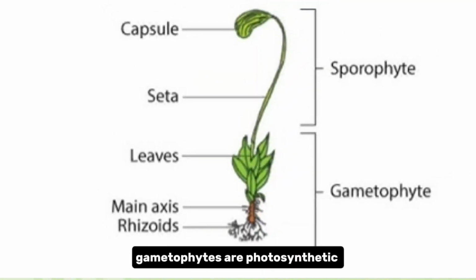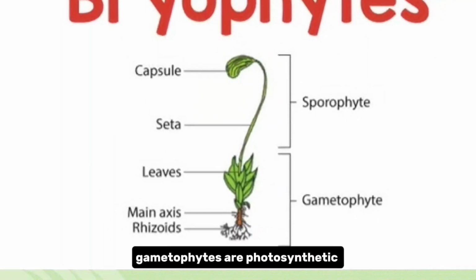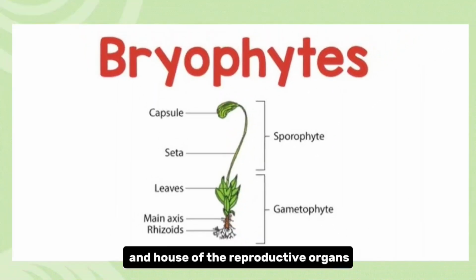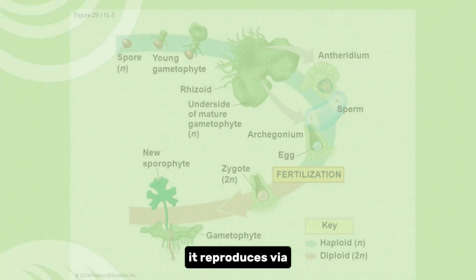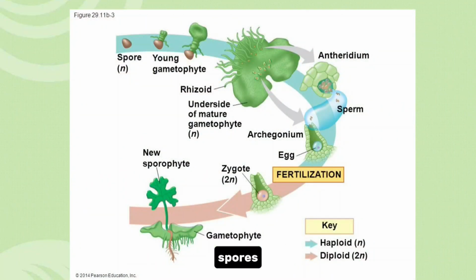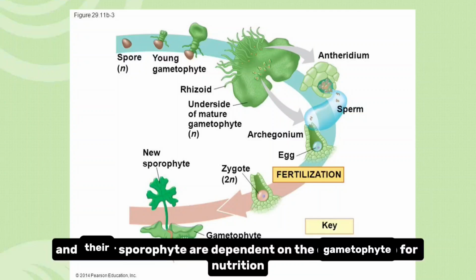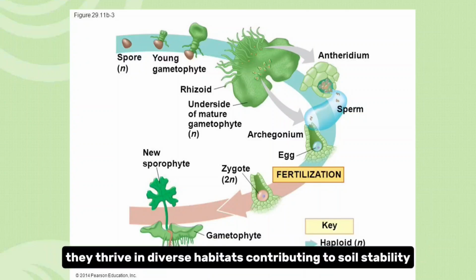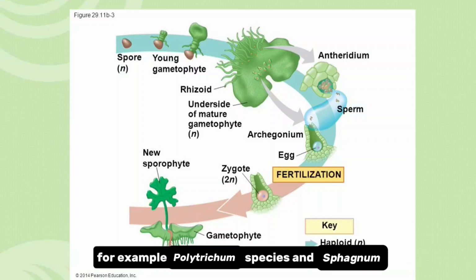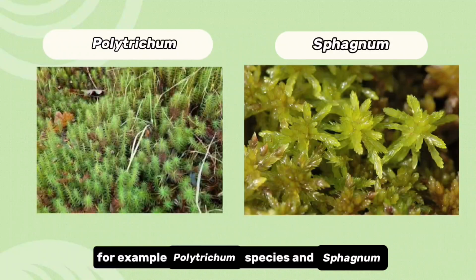The leafy gametophytes are photosynthetic and house the reproductive organs. It reproduces via spores, and their sporophytes are dependent on the gametophyte for nutrition. They thrive in diverse habitats, contributing to soil stability. For example, Polytrichum species and Sphagnum.